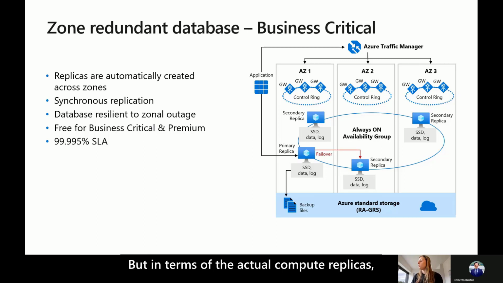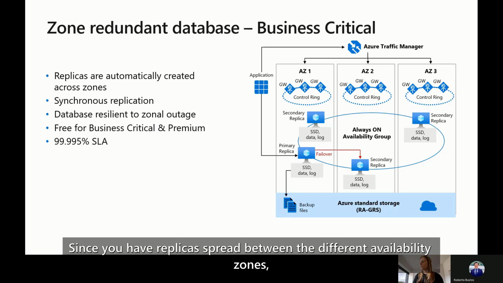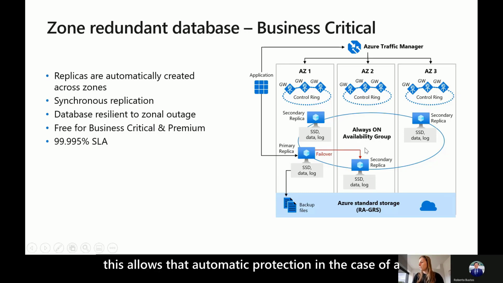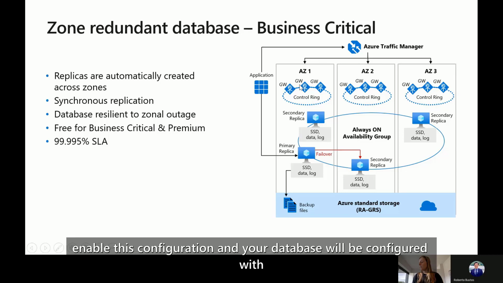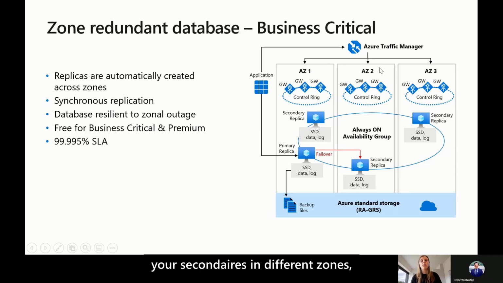But in terms of the actual compute replicas, in the case of automatic failover, if an outage is detected, since you have replicas spread between the different availability zones, this allows automatic protection in the case of a zone level failure, because you can just fail over to a secondary replica in another zone and your database will still be up and running. Specific to the business critical tier, the zone redundant configuration is offered at no additional cost. All you have to do is enable this configuration and your database will be configured with your secondaries in different zones, providing that zone level resiliency.